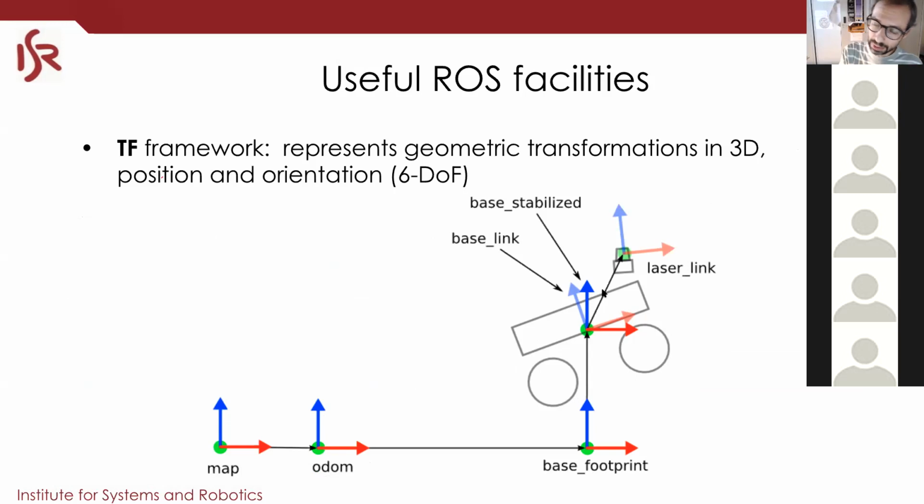Okay, the TF comes with the message, and once you publish this transformation, and you can do that from the launch file, the localization system will immediately know where that laser is with respect to the robot. This is very useful because you don't need a parameter file telling that the laser is 10 centimeters to the right or something like that. All of that geometrical information can come from the TF.